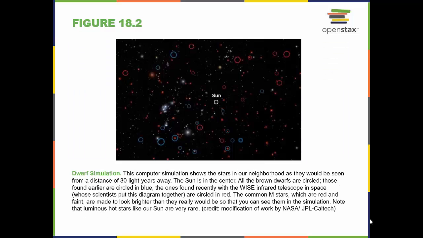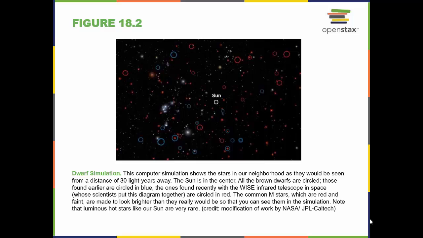This shows a computer simulation of the stars in our neighborhood as they would be seen from a distance of about 30 light years away. The sun is at the center, and all the brown dwarfs are circled. Those found earlier are circled in blue, and the ones found recently with the WISE infrared telescope in space are circled in red.